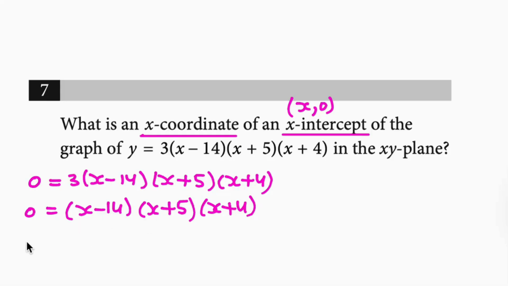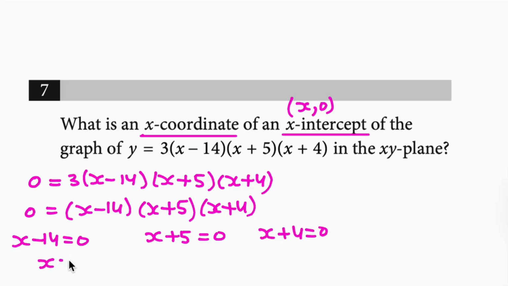Because these are 3 factors, any of them can be 0. Let's apply the zero product property, right? So x is equal to 14. X can be 14, x can be negative 5, or x can be negative 4. Now in this question, there are no options. You have to write your answer, right? So be very careful what is asked.